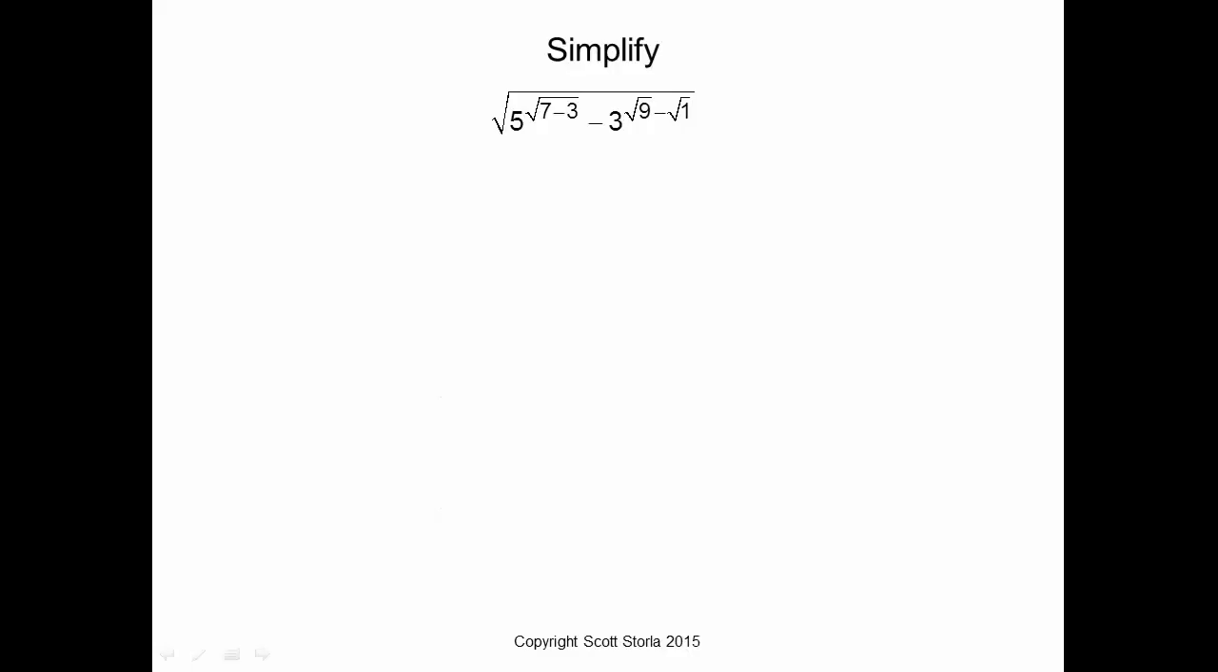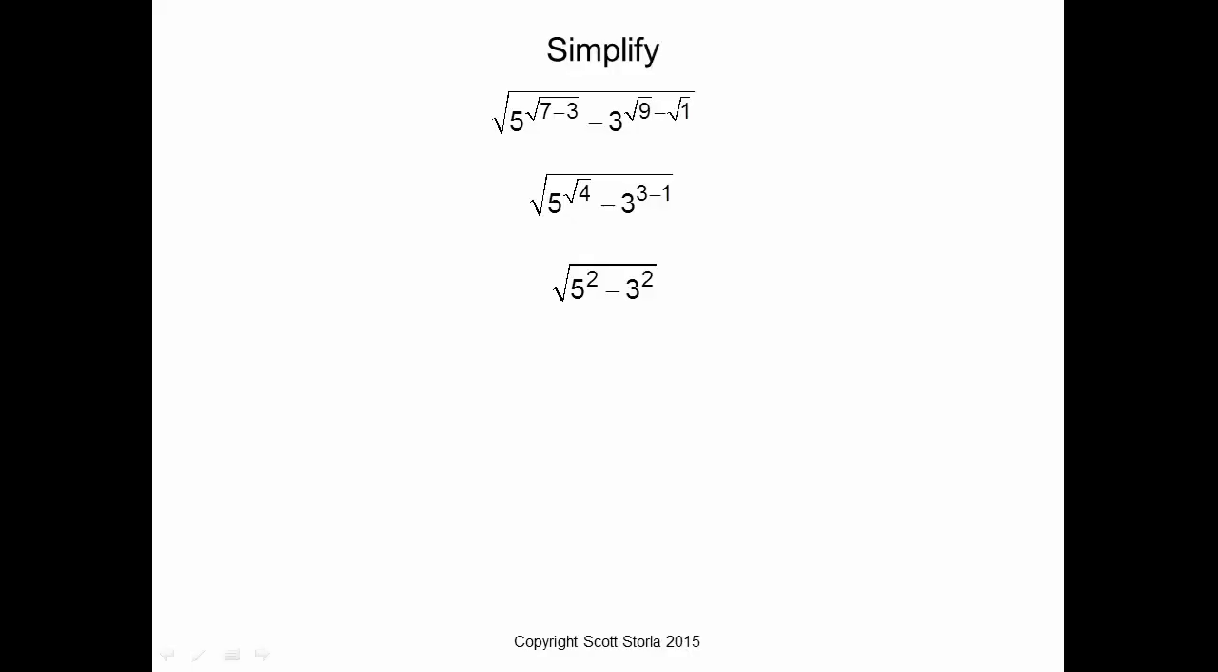And here's the last one. Here we have 1, 2, 3, 4, 5, 6, 7, 8, 9 operations. Starting in the exponents, 7 minus 3 will give me a 4, root 9 will give me a 3, and root 1 will give me a 1. Still in the exponents, square root of 4 is a 2, and 3 minus 1 is also a 2.